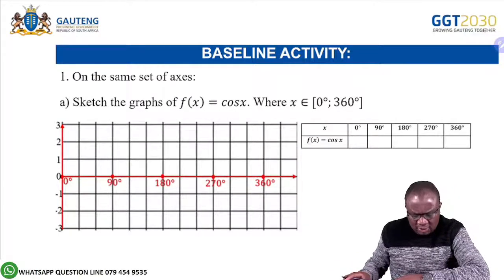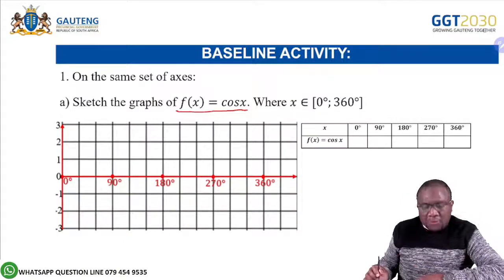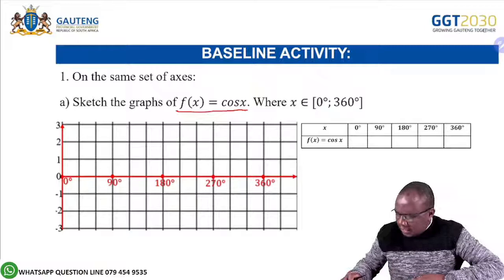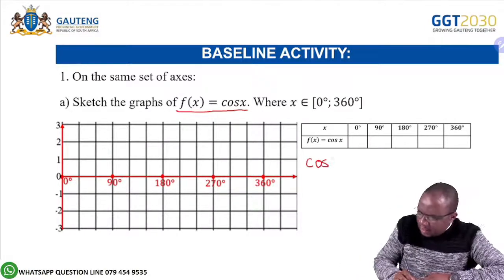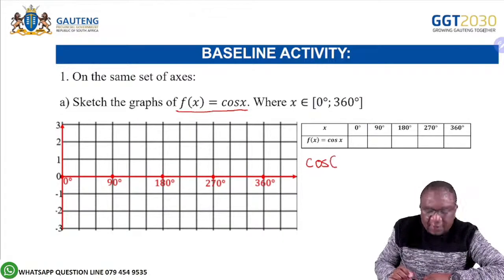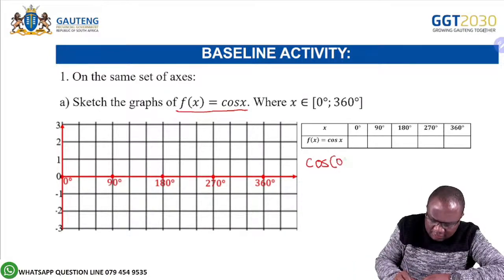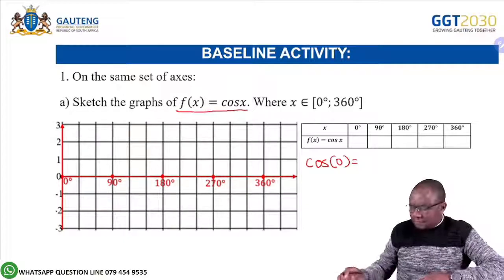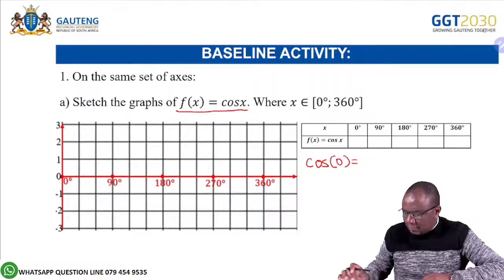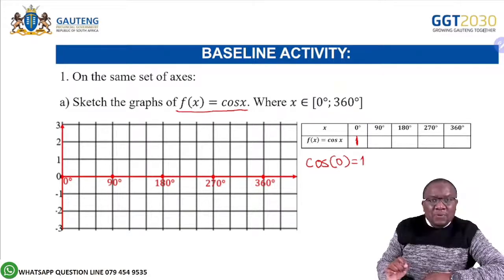Right. Let's start with when x is equal to 0. So let's press cos. Now you have something like this, and then you have your bracket here. Enter 0, and then close your bracket. Even sometimes without closing the bracket, the calculator will give you the answer. What is cos 0? Let's see what I'm getting. I know I must get 1. Yes, it is 1. Cos 0 is equal to 1.